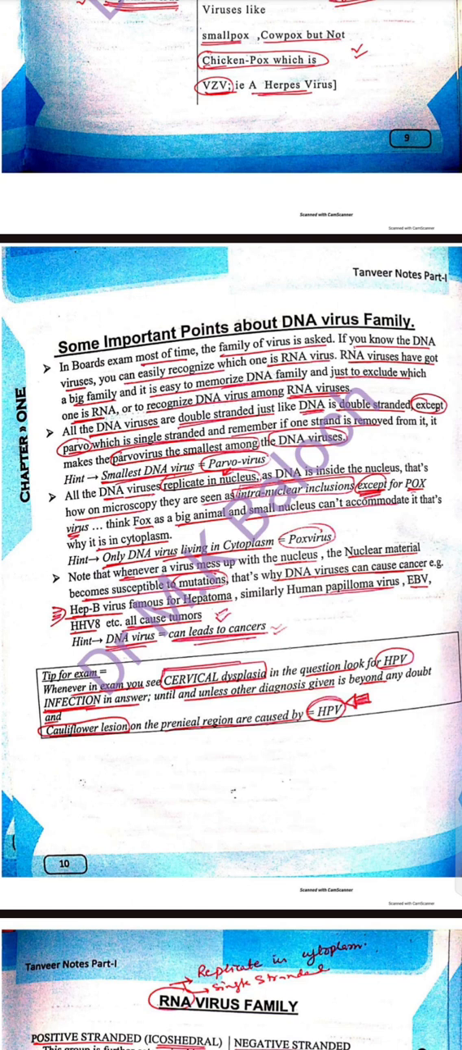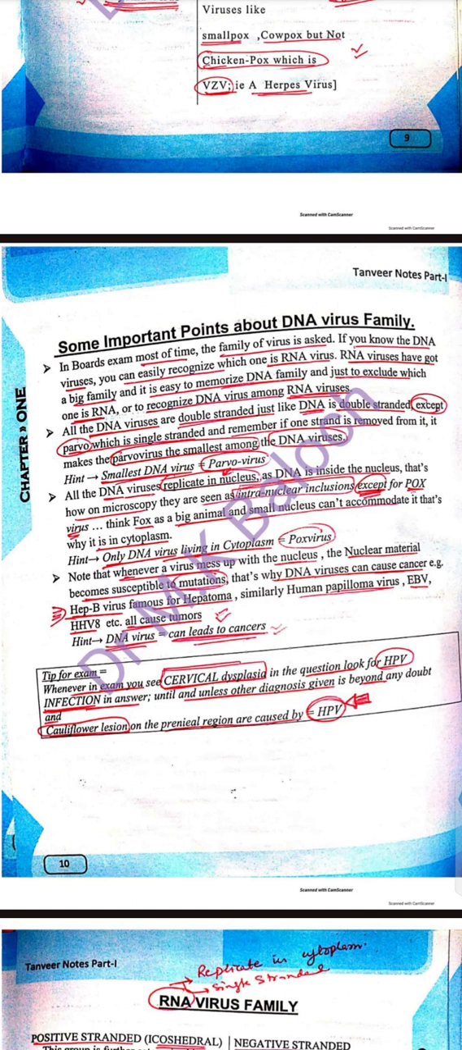So here we got 2 points hint. First is the smallest DNA virus, which one is parvovirus and it is single stranded. And the second point is the only DNA virus living in cytoplasm is pox virus. So other all DNA viruses are intranuclear. Intranuclear replicate, but DNA virus living in cytoplasm is pox virus.